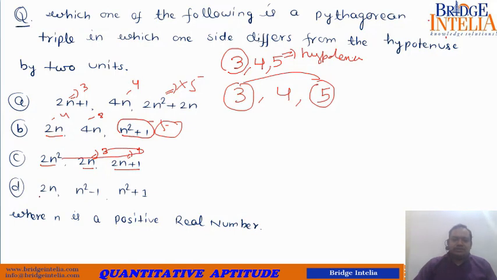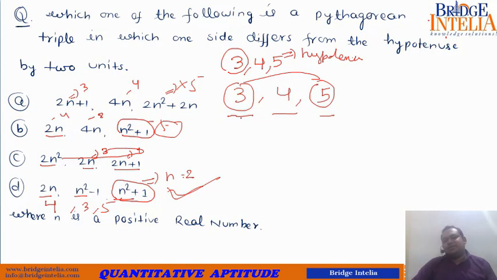What about this? Since this is the biggest one, if I try to make this as 5, I will have to assume n to be equal to 2. If I assume n to be equal to 2, the sides come out to be 4, 3 and 5. Yes. So option D is the disguised description of 3, 4 and 5. So 3, 4 and 5 can be written in this manner.